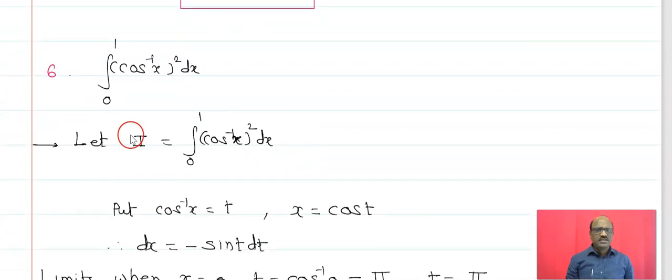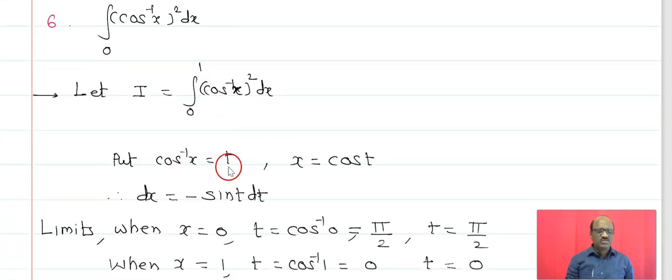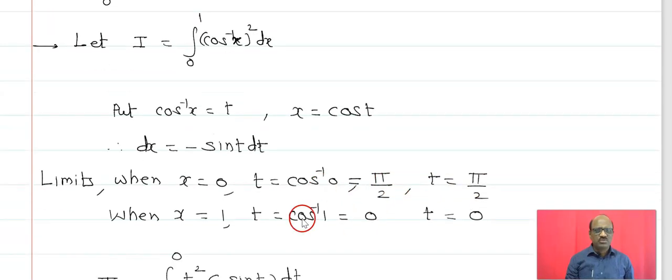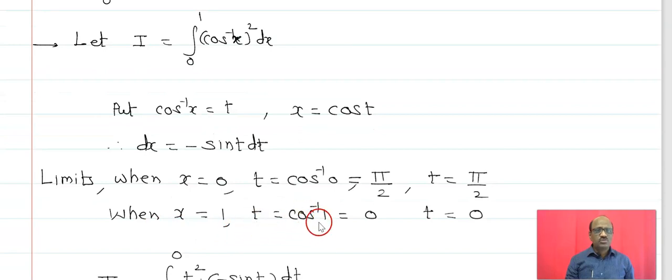Now the problem number 6, integral I is equal to 0 to 1 cos inverse of x bracket square dx. Now cos inverse of x is equal to t, therefore x is equal to cos t, therefore dx is equal to minus sin t into dt. When x is equal to 0, t is equal to cos inverse of 0. For what value of this cos inverse is the value of cos 0? It's pi by 2. The cos 90 is 0, therefore t is equal to pi by 2. When x is equal to 1, t is equal to cos inverse of 1. For what angle of the cos function is the value 1? It's 0, and therefore t is equal to 0.